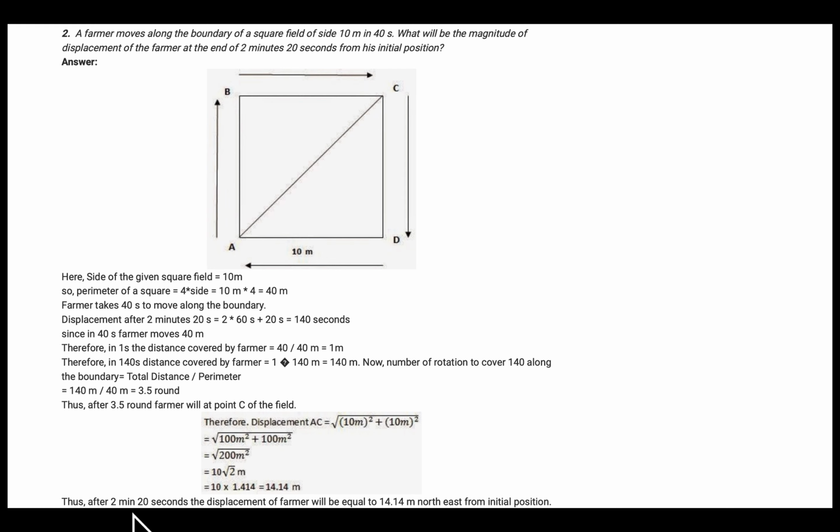So after 2 minutes 20 seconds, the farmer will be doing displacement of 14.14 meter north east from the initial position. पहले वो इधर गया, ईस्ट में गया, और फिर वो किधर गया, नॉर्थ में.